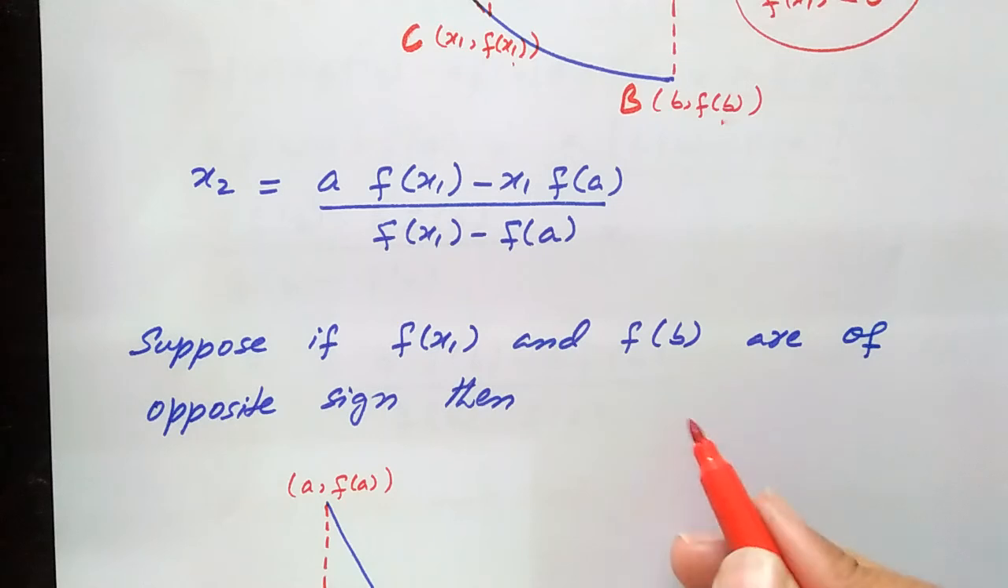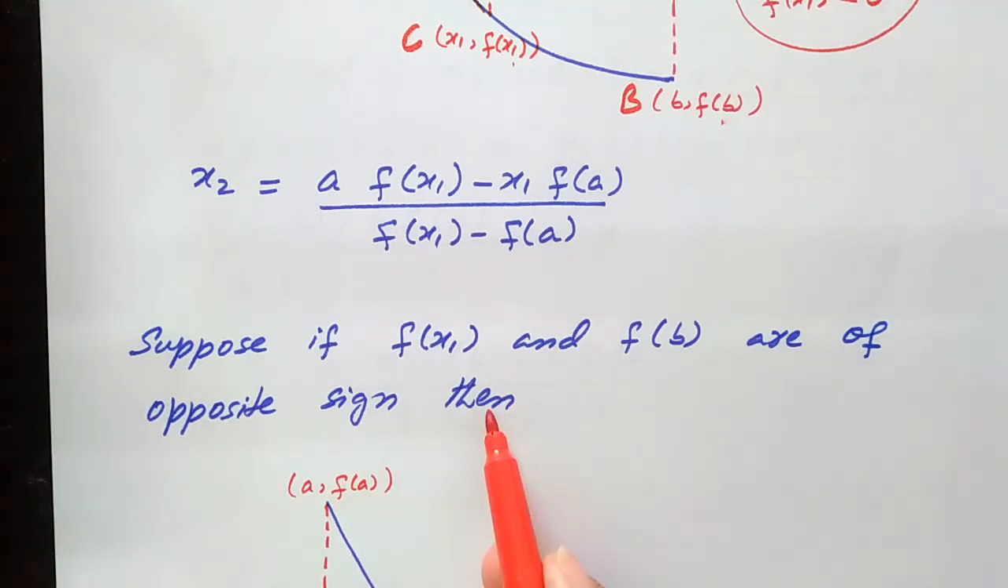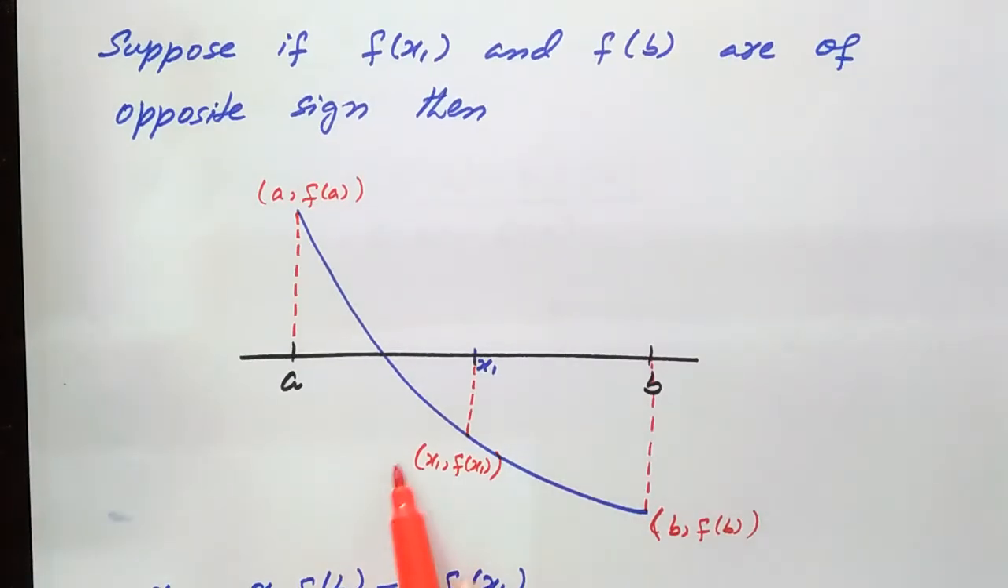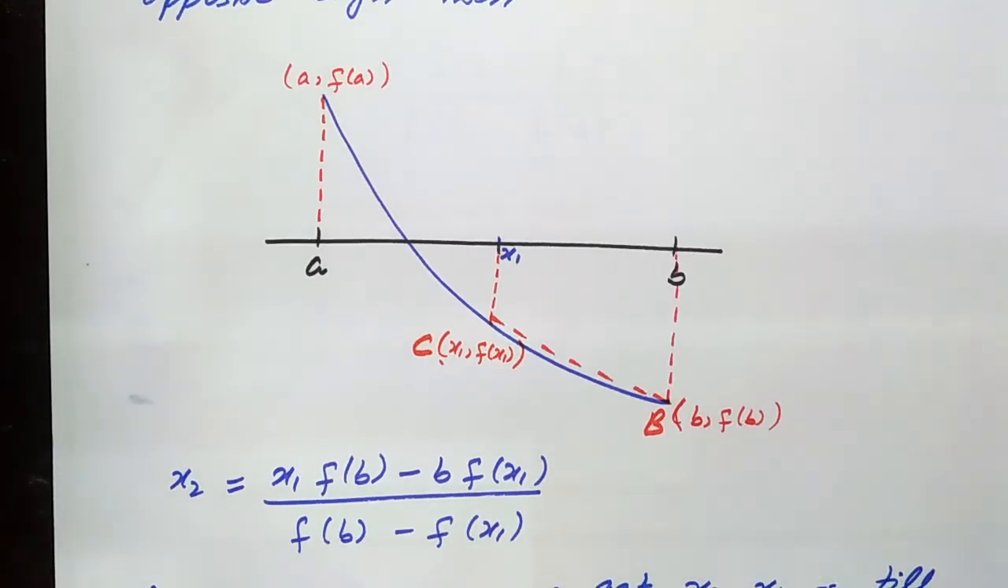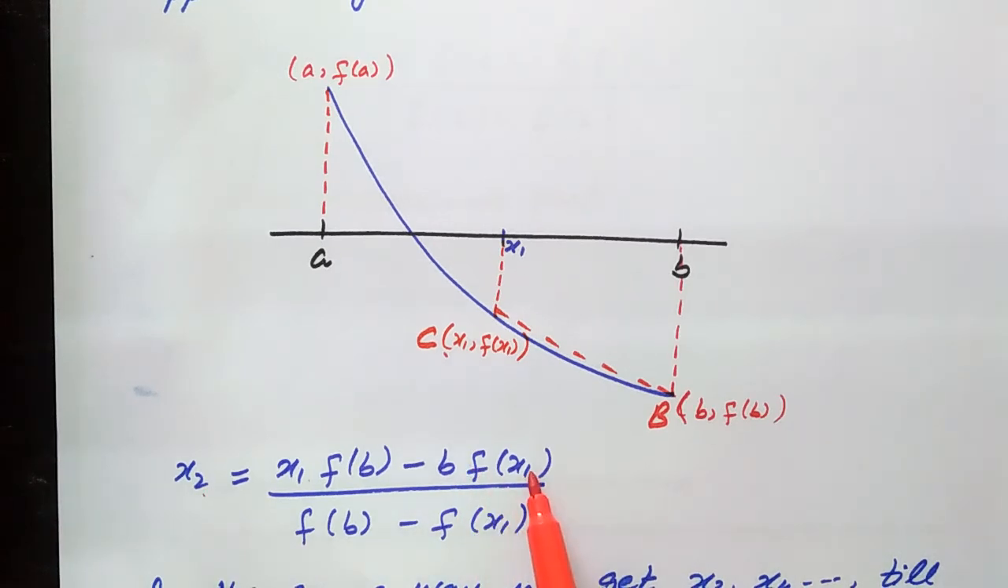But if f(x1) and f(b) are of opposite signs, then my root will lie between c and b. So I will consider the chord between c and b. And my second approximate value will become x2 equals (x1 f(b) minus b f(x1)) over (f(b) minus f(x1)). So our choice of taking the approximation will depend upon the behavior of the functions.